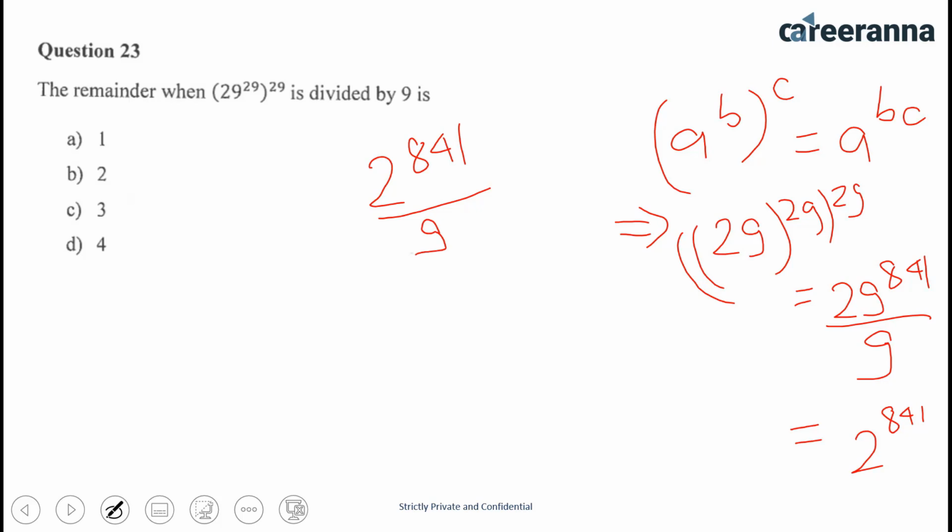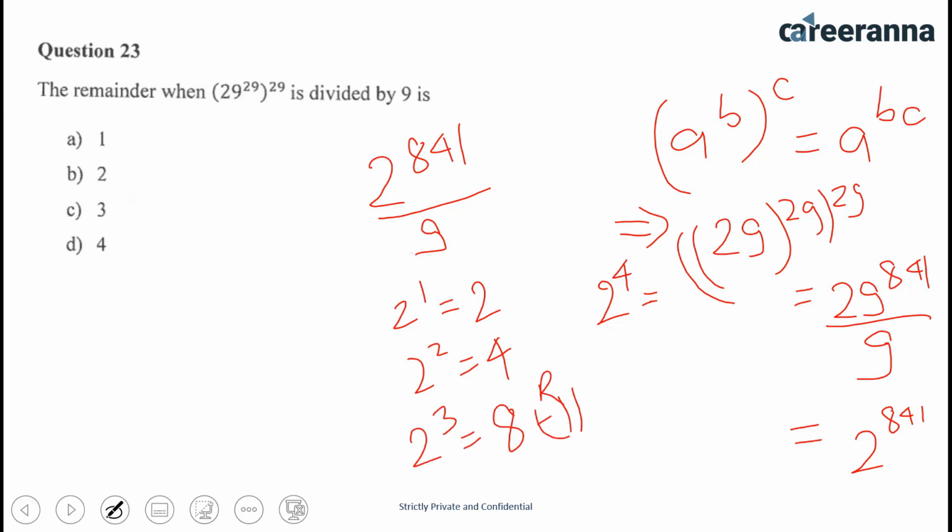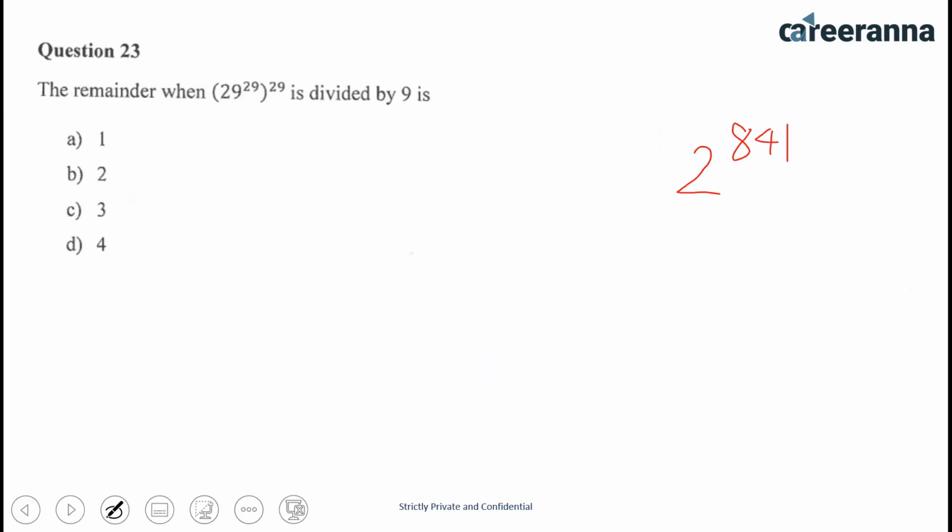Now what is going to be our next step? The next step is we'll see the power cycle. So 2 power 2, 4 divided by 9 gives remainder 4. 2 power 3 is 8, then the remainder will be minus 1. For 2 power 4, that is 16, 16 divided by 9 is 7. 2 power 5, 32, divided by 9, it is 5. 2 power 6 is 64, 64 divided by 9 is 1. So we have two options. Either we can go with this or we can go for this. So 2 power 841 divided by 9, we can rewrite it as 2 into 2 power 840.